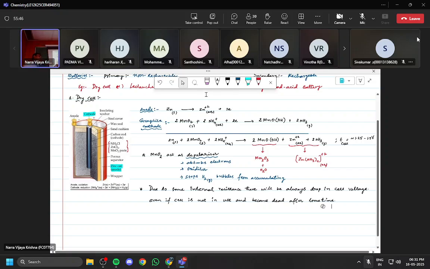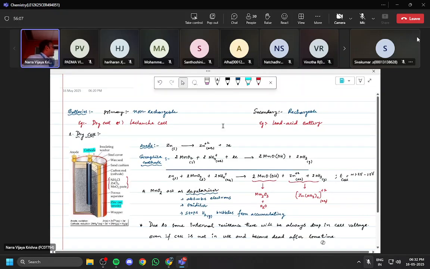So to overcome this issue, small modifications were brought and different types of cells have been generated. The best example is button cells. In watches we use flat button cells, right? That we will discuss later. First let me complete the lead acid battery. After completing that, we will go for different types of cells.